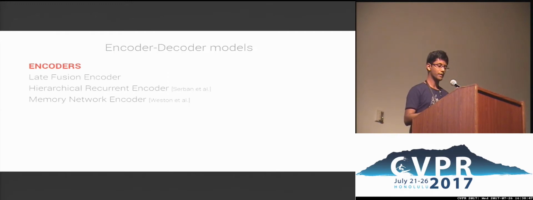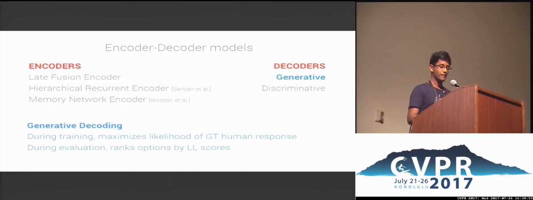Coming to models, we propose models of the encoder-decoder framework. We have three kinds of encoders in the paper and two kinds of decoders. I'll first quickly go over the decoders. The generative decoder is essentially an RNN that's learning to maximize the likelihood of the ground truth human response. And at test time, we feed in each of the 100 options and rank them by the log likelihood scores that the model assigns them.